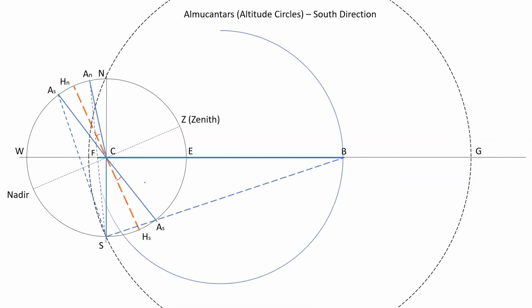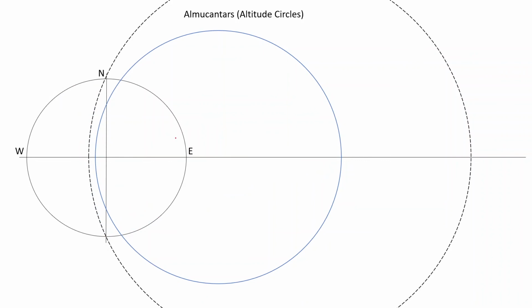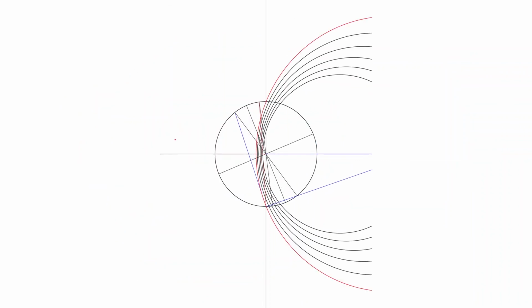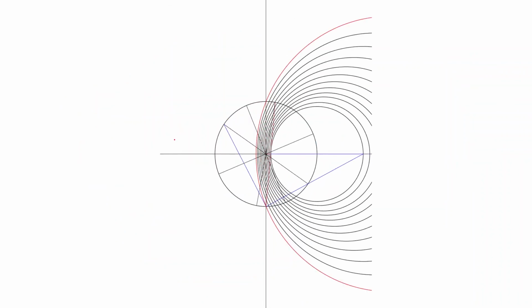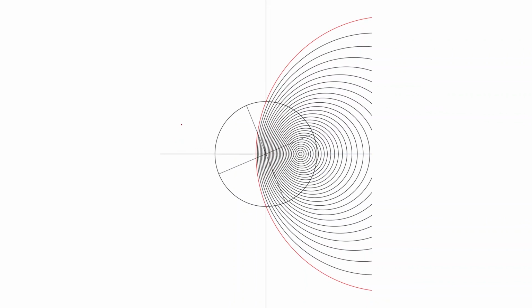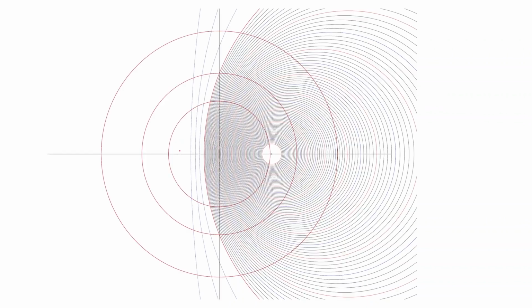Draw a circle with a diameter FB on the equatorial line such that it passes through the points F and B. This circle is the altitude circle at an angle A. These altitudes are drawn at an interval of 3 degrees, and this is drawn at an interval of 1 degree.